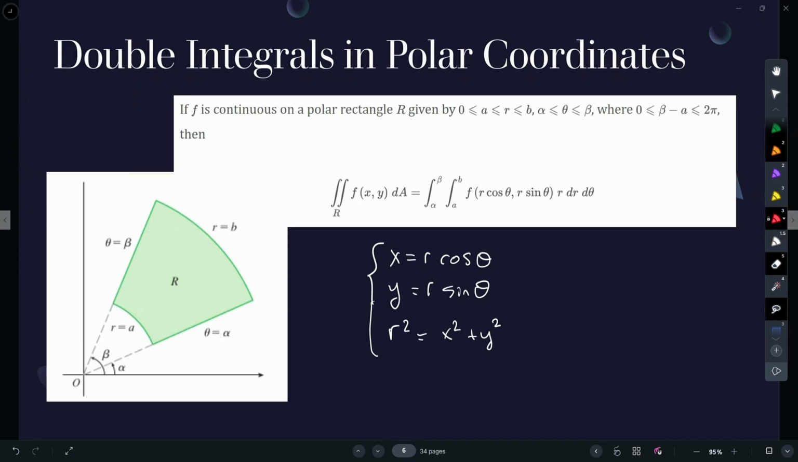And then what I was talking about is that when you translate from dx dy to dr d theta, to take into account that we're talking about circular regions, there is an extra factor of r that needs to be included in the conversion so you get the right answer.